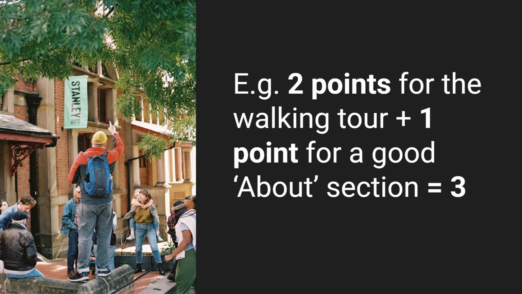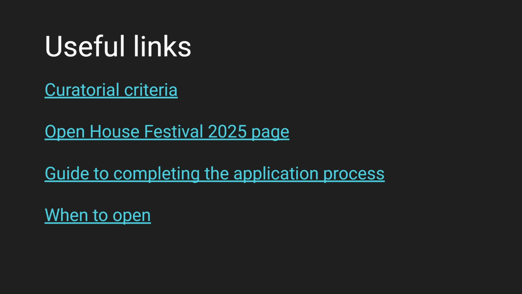So you get 2 points for the walking tour because you're giving someone an opportunity to explore an area of the city in a new way. And you'd get a point for a good about section. So being really clear about your plans for the tour, the kind of content, maybe the route, amenities that are available as part of the route, things like toilets, seating, that sort of stuff. And that would score you 3 against curatorial criteria.